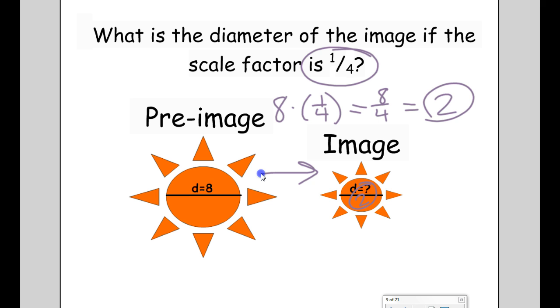So, by the way, when you're multiplying by a fraction, it's the same as dividing. So when you multiply by 1/4, you're just taking the number and you're dividing by 4. Okay, so it got smaller. How much smaller did it get? It got 4 times smaller. 8 divided by 4 is 2.